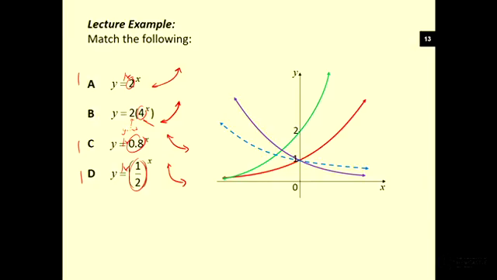So to me, B is instantly green. B had a y-intercept of 2 and it was growth. Y-intercept of 2, growth, B had to be green. Now there's only one other increase with a y-intercept of 1. The only other increasing function apart from B was A, y equals 2 to the x. So that's B. That must be A. So that's y equals 2 by 4 to the x. That's y equals 2 to the x.